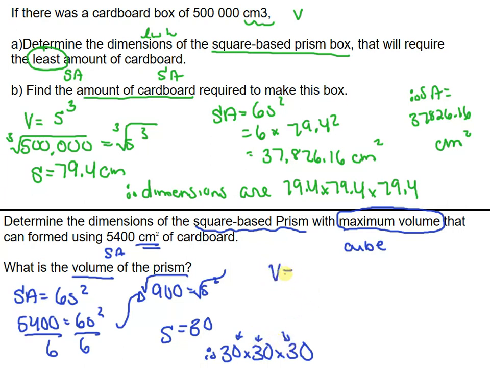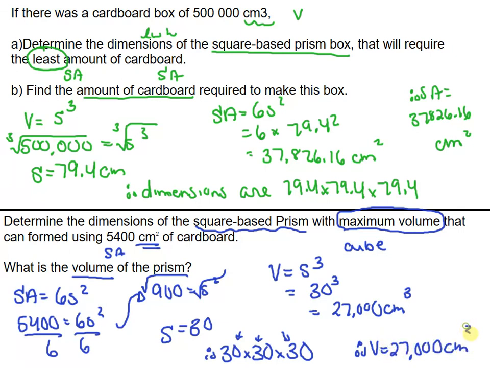And if we want to solve for the volume, volume equals s cubed, length times width times height. So we just have 30 cubed. So the actual volume is 27,000 centimeters cubed. So therefore volume equals 27,000 centimeters cubed, and that's it.